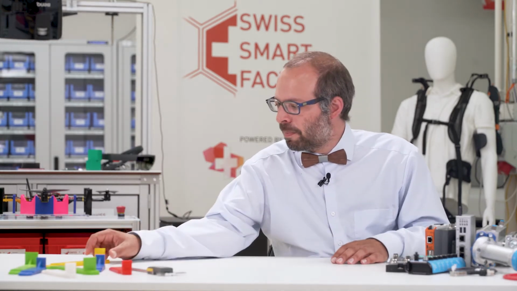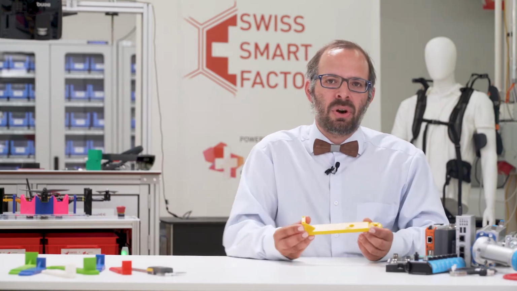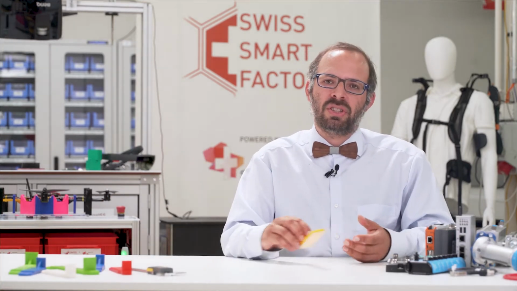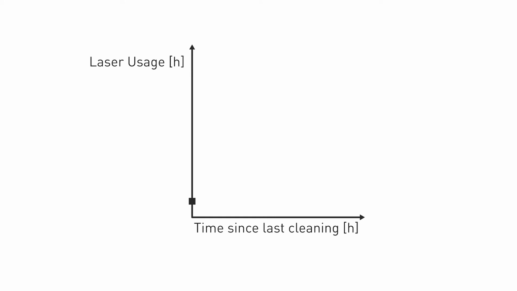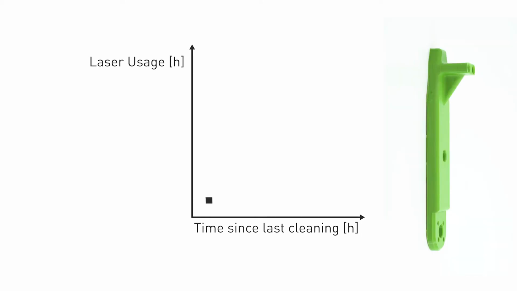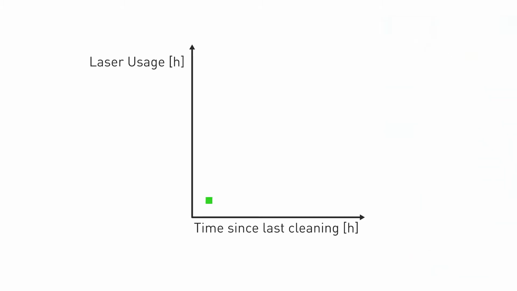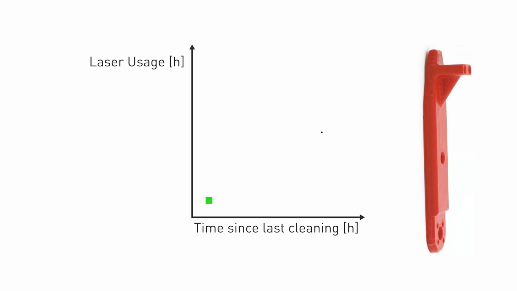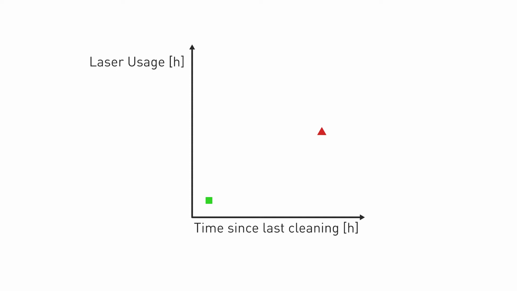When we printed this good drone arm, we had the following condition: almost no laser activity and right after cleaning. As the drone arm was of good quality, the dot is green. Of course, we also measure deformed drone arms, marked with red dots, as for instance the one you see. Now we not only have one good arm and one bad arm, but many of them.